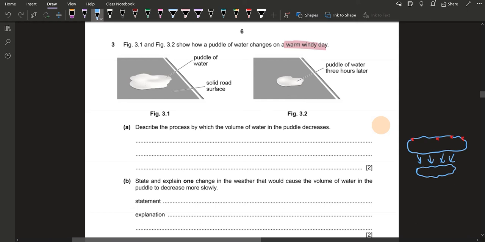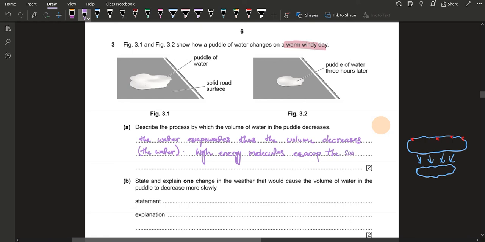So the simplest answer you can write is that the water evaporates, thus the volume decreases. And we are talking about the water here, okay? And we can even mention that the high energy molecules escape the surface of the water, and we'll get 2 marks for this.